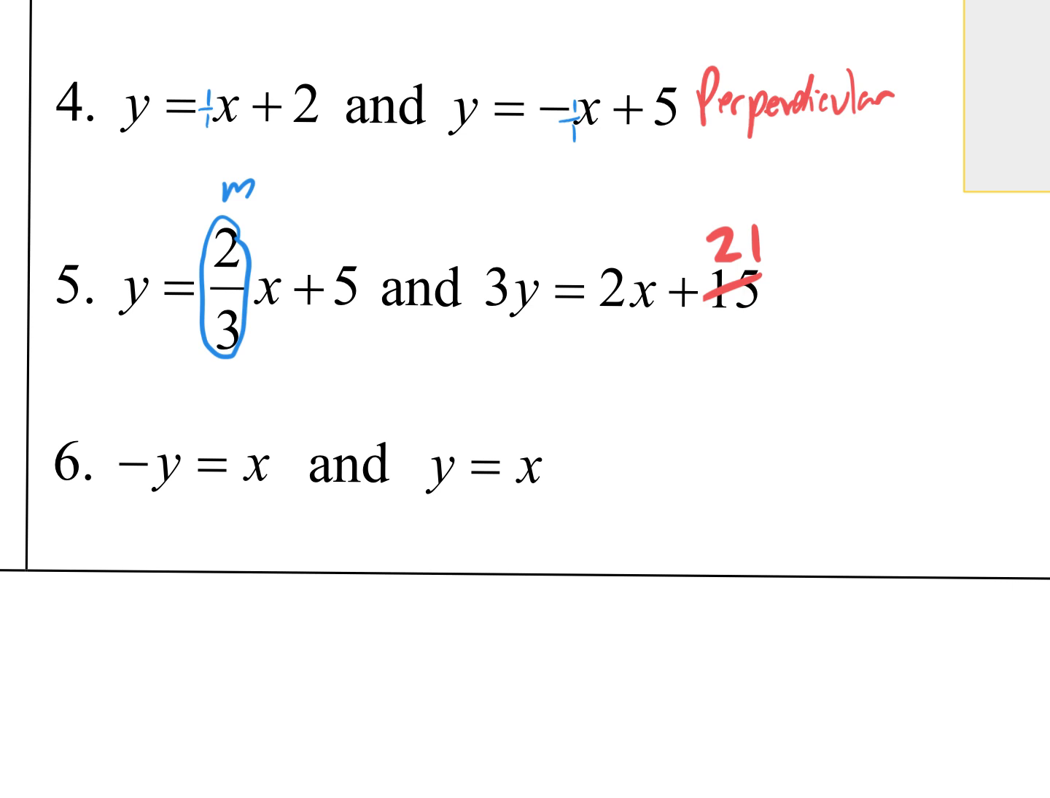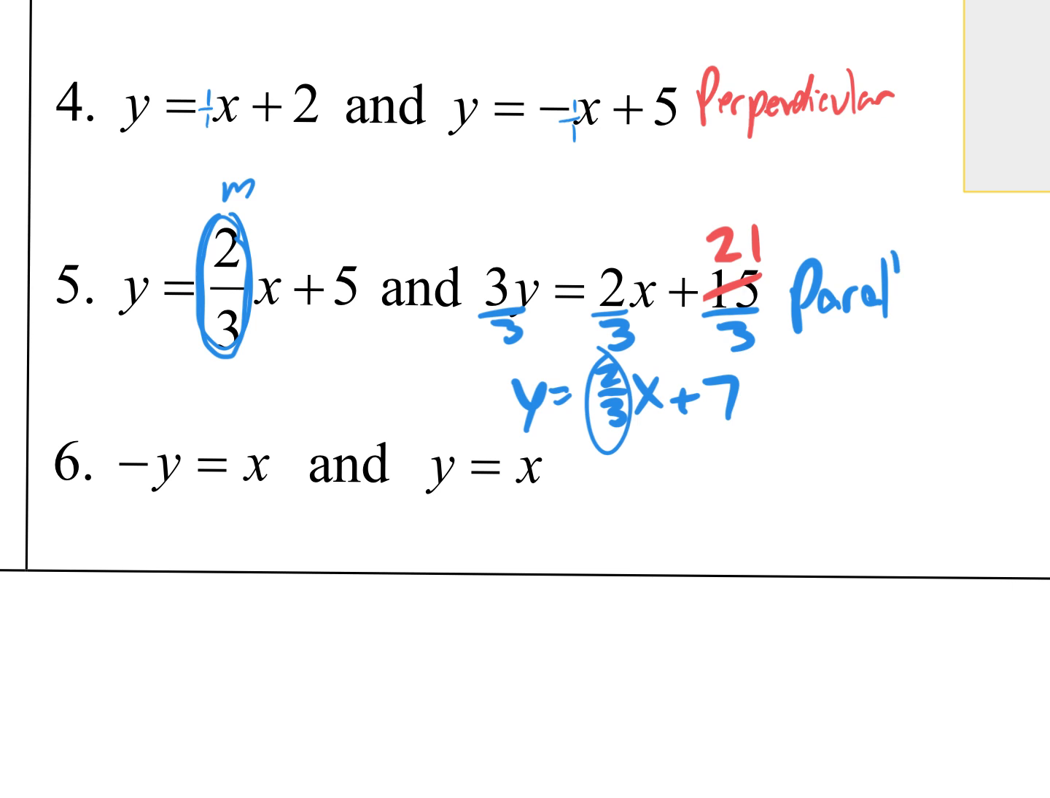This one's not in slope intercept form. You got to get y by itself to be able to see the slope. So divide by 3, divide by 3, divide by 3. So you're going to have y equals 2/3 x plus 7. And now we could compare the slope 2/3 with the slope 2/3. So what do we say? Parallel, perpendicular, or neither? Parallel. Same slope.